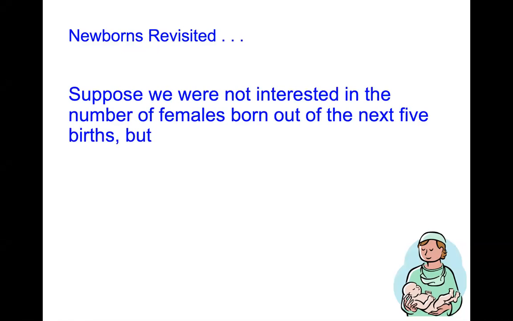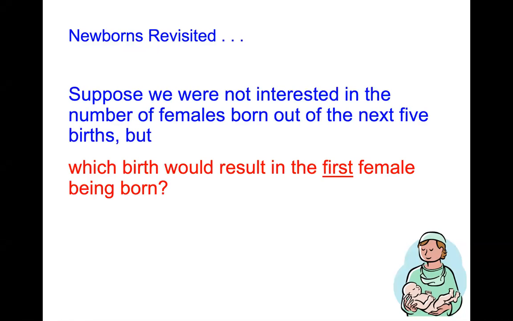But this time, suppose we are not interested in the number of females born out of the next five, right? That was a binomial situation. But we're asking which birth would result in the first female being born. So we're just going to keep looking at babies until we find one that is born a girl. And we're going to stop once we find a girl.